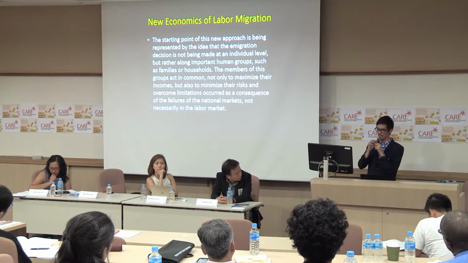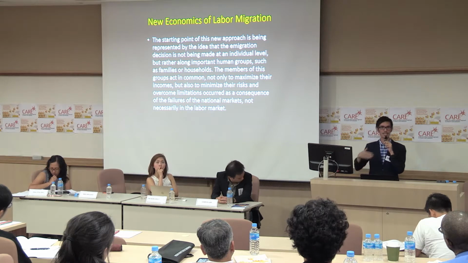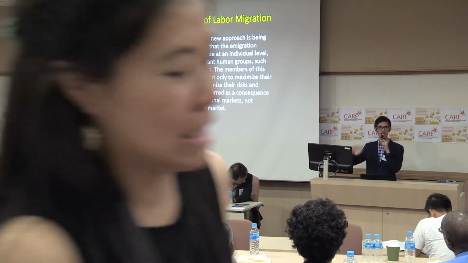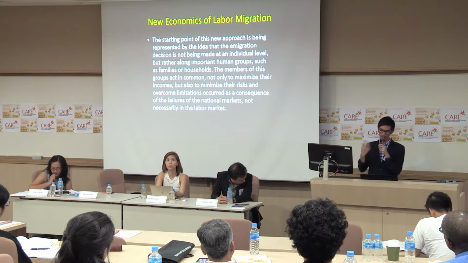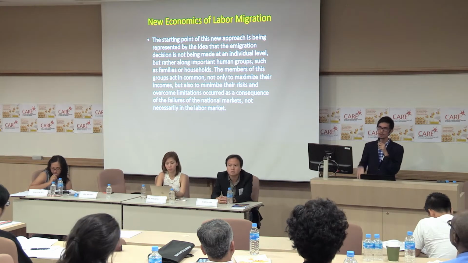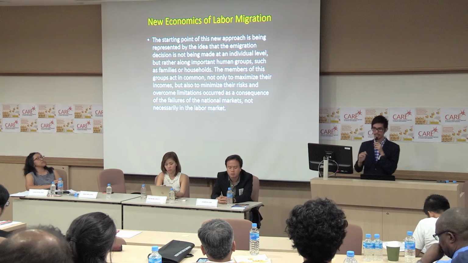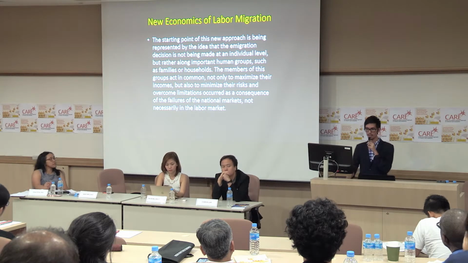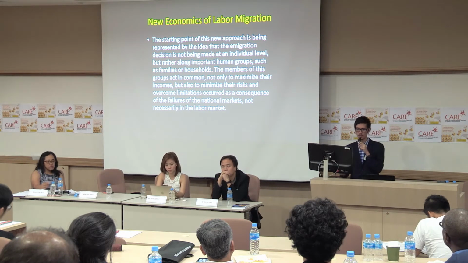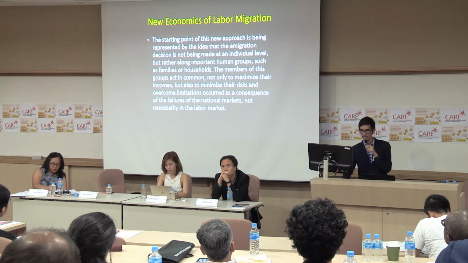And they have a concept called relative deprivation, where families compare themselves to other families. Reference groups compare themselves to other groups, and then they decide whether one member of the family should go abroad, maybe to augment their income and so on. The members of these groups act in common not only to maximize their income but also to minimize their risk and overcome limitations occurring as a consequence of the failures of national markets, not necessarily in the labor market.